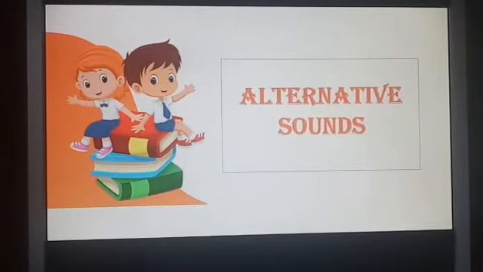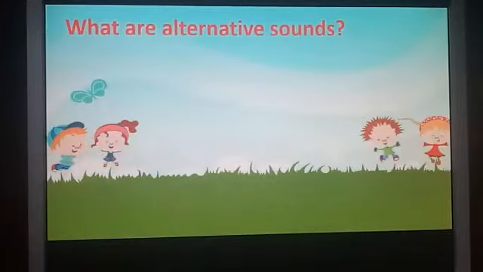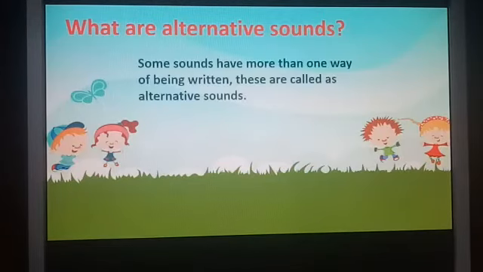Hi children, our today's topic is alternative sounds. Today I am going to teach about alternative sounds. What are alternative sounds? Some sounds have more than one way of being written. These are called alternative sounds.